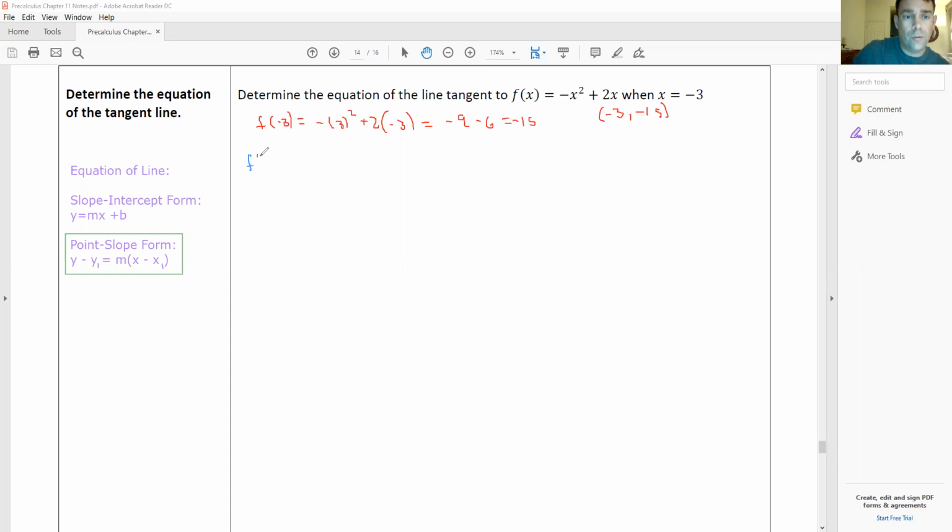So back to doing the difference quotient. We have the limit as h approaches 0 of f of x plus h minus f of x, all over h. So we're going to plug in all our numbers here. So negative (x plus h) squared plus 2 times (x plus h) minus f of x.